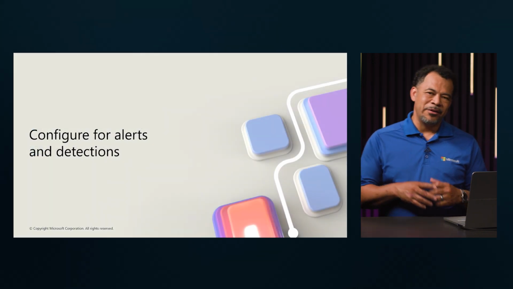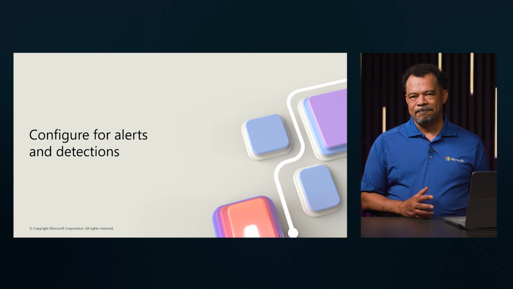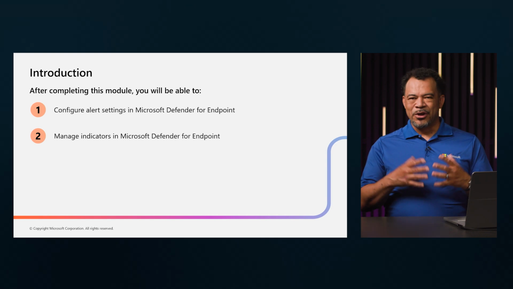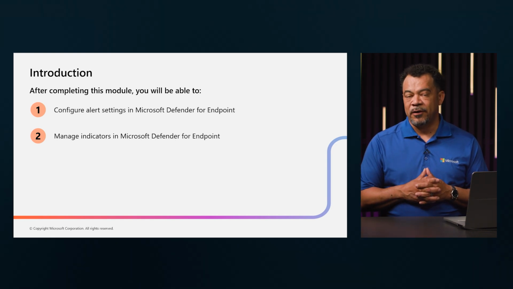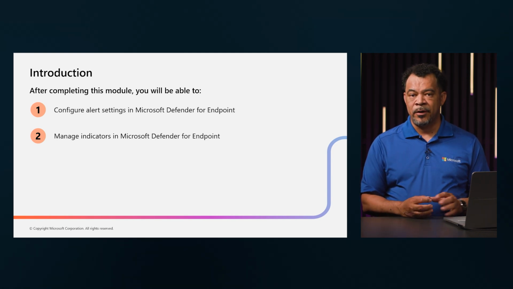So now let's go ahead and look in Module 8, Configuring for Alerts and Detections. After we complete this module, you'll be able to go in and configure alert settings in Microsoft Defender for Endpoint, and you'll be able to manage indicators in Microsoft Defender for Endpoint.